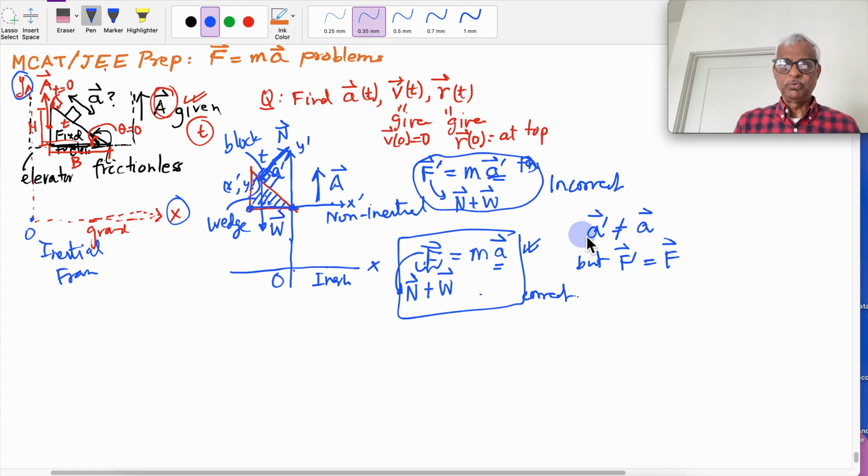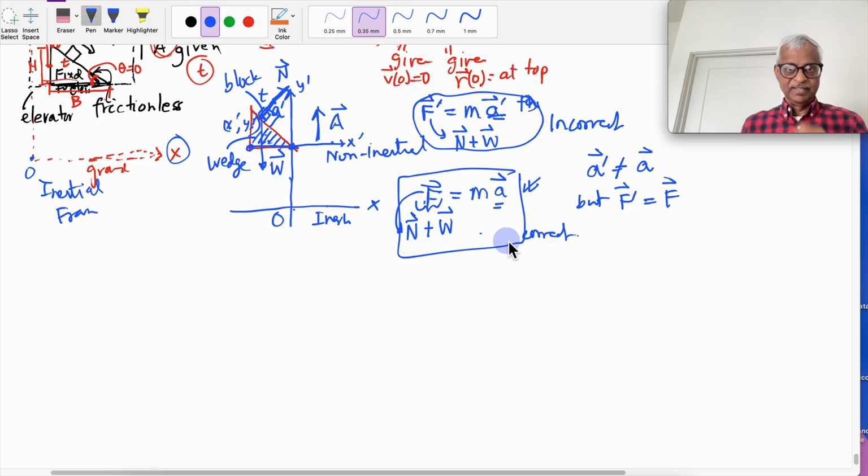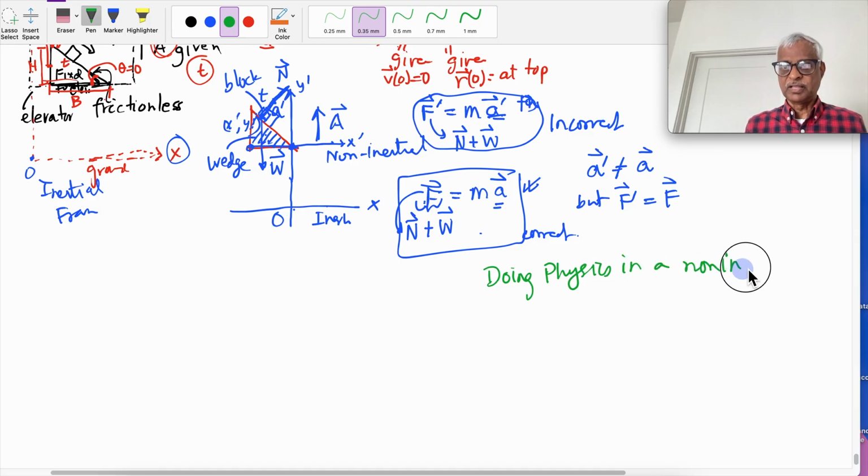So if you put A prime in terms of A properly, then you can actually solve it. You can say, okay, so what's the difference between A prime and A? How can I make this simpler, since setting it up is much easier than writing it out? How can I do it? Let's address that. This is called doing physics in a non-inertial frame.